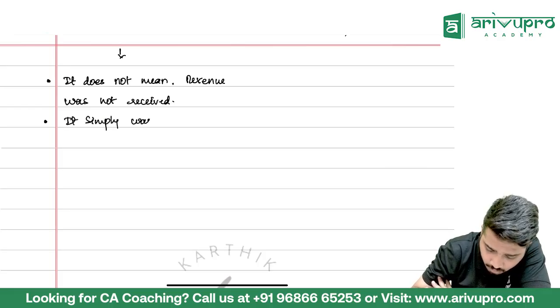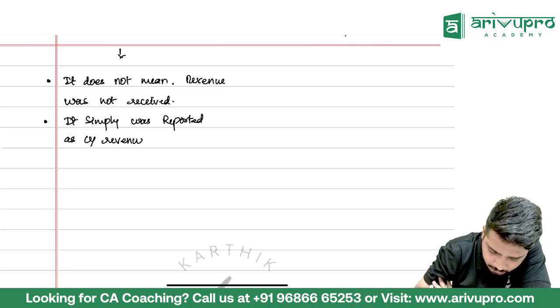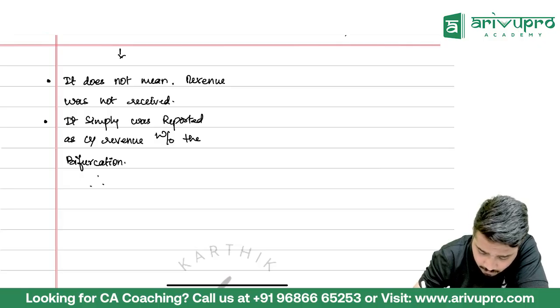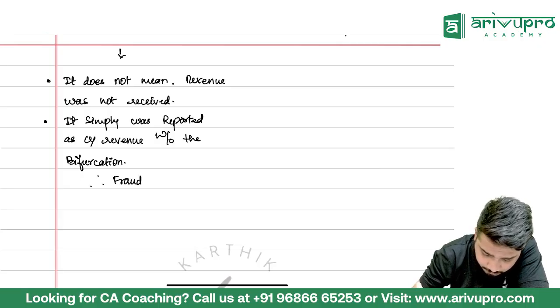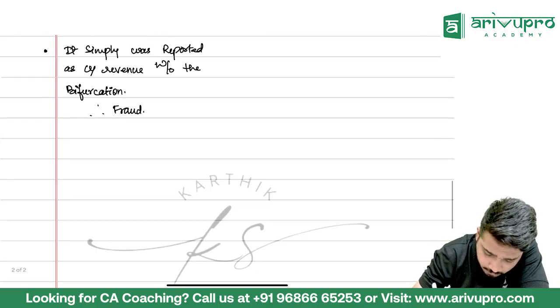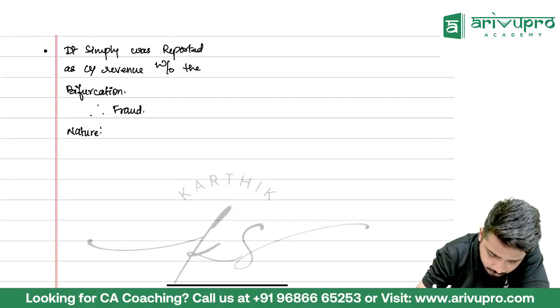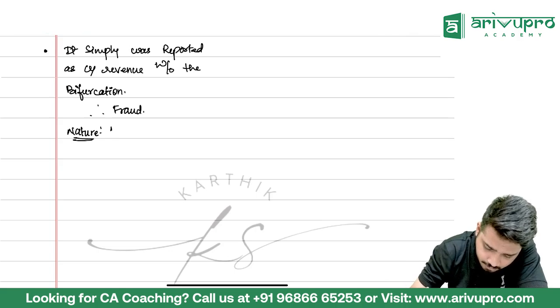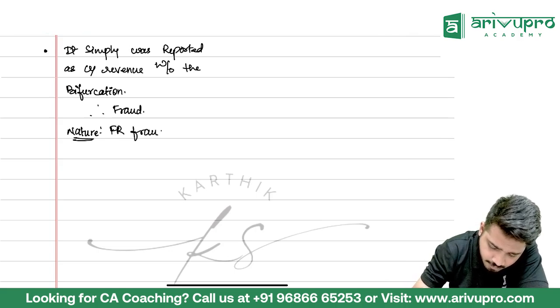It simply was reported as current year revenue without the bifurcation. Without the bifurcation, still, it is fraud. Nature of what? Nature of FFR, or FR fraud. FR fraud. We never said we didn't receive money.